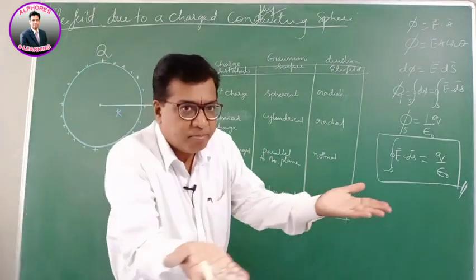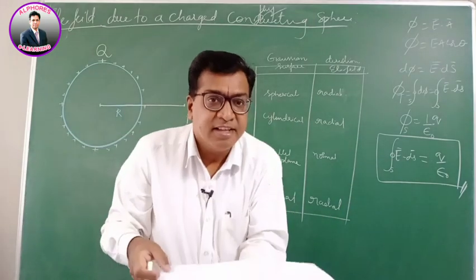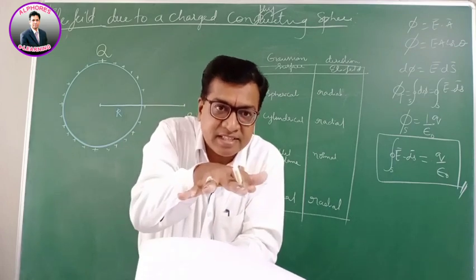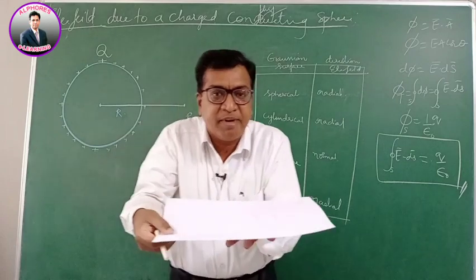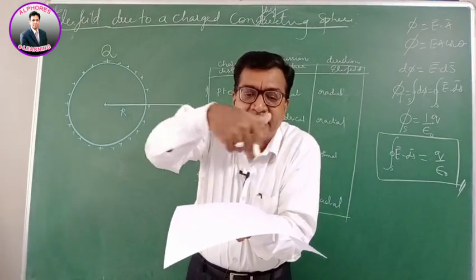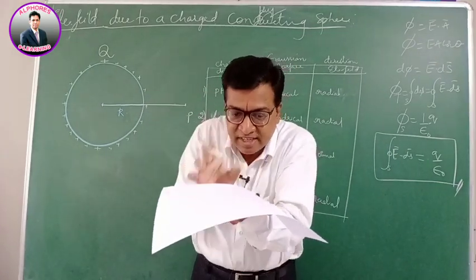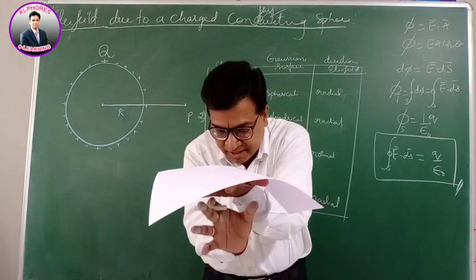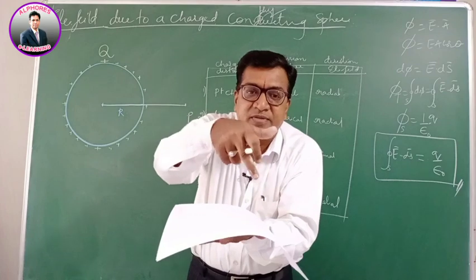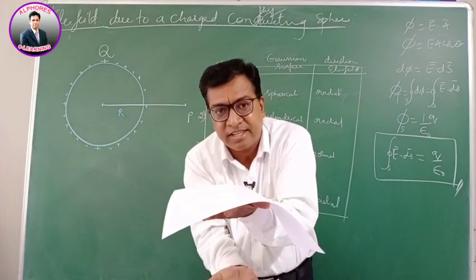If the charge is spread on a plane, then imagine a Gaussian surface parallel to the plane sheet like this. If I take a circular plane, for example, then enclose it by a cylinder and imagine it equally on the other side also. Or if it is a square plane, then enclose it by a cuboid. So imagine the same thing on the other side also.